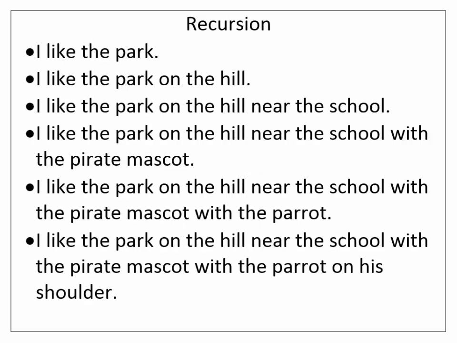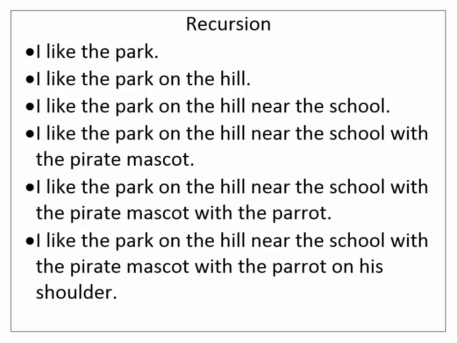We can see an example of this here. So you can start with a sentence like, I like the park. There's park where it's a nominal, so we can modify it by a prepositional phrase. On the hill. That introduces its own noun phrase, a nominal hill, which can then be modified by something like near the school. Okay? School is its own nominal, so it can be modified as well. Near the school with the pirate mascot. Okay? Mascot, pirate mascot's a noun and a nominal, so we can modify that as well. The pirate mascot with the parrot. Parrot's a noun, and then that can be modified with the parrot on his shoulder.